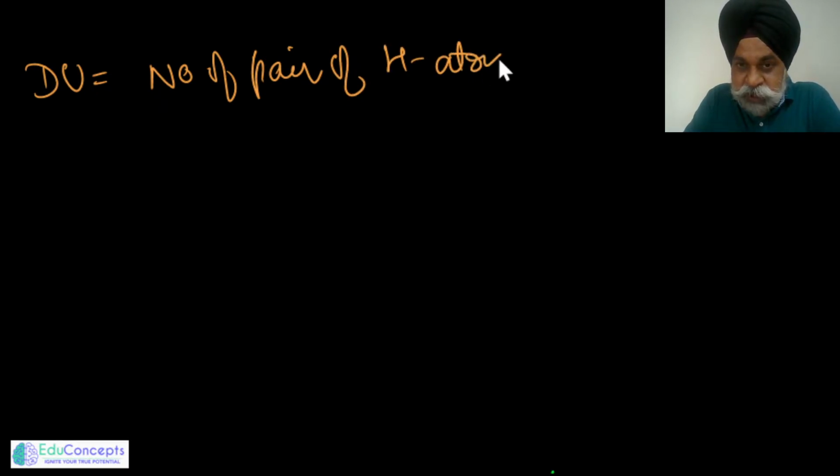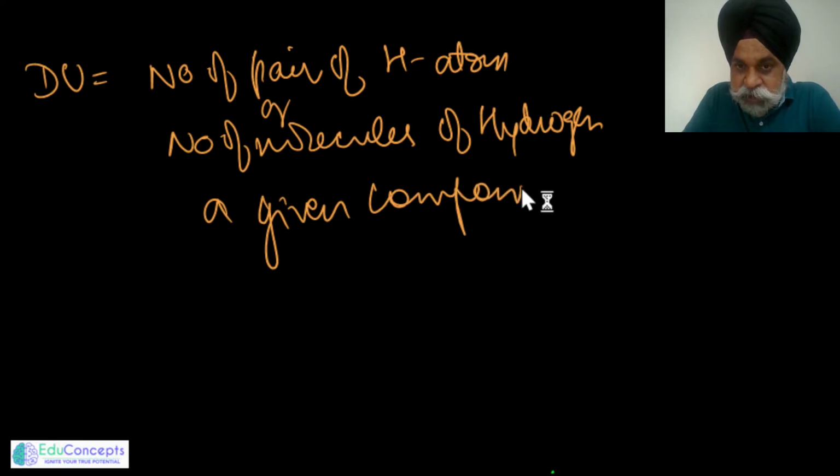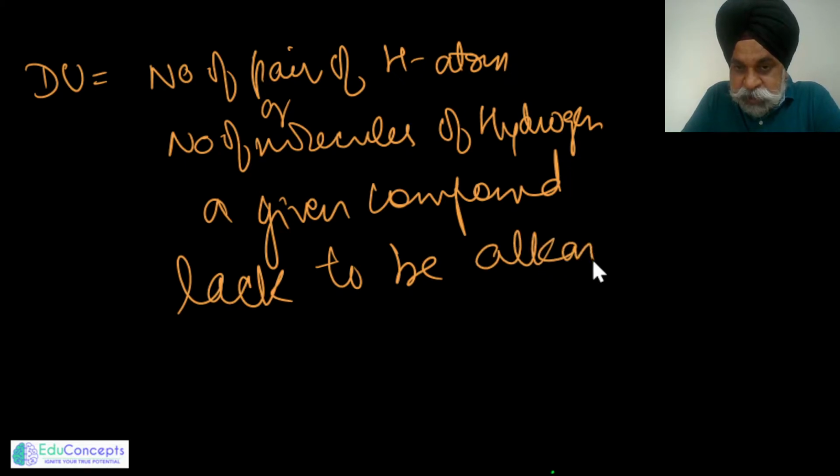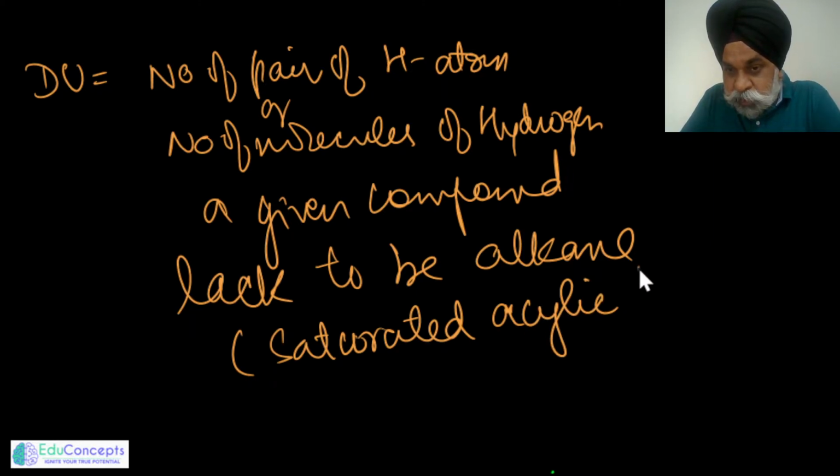Degree of unsaturation is the number of pairs of hydrogen atoms, because one pair contains two hydrogen atoms, or number of molecules of hydrogen a given compound lacks to be alkane or saturated acyclic or open chain compound. Why am I writing this as open chain?